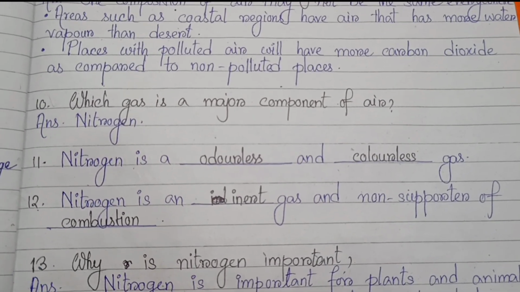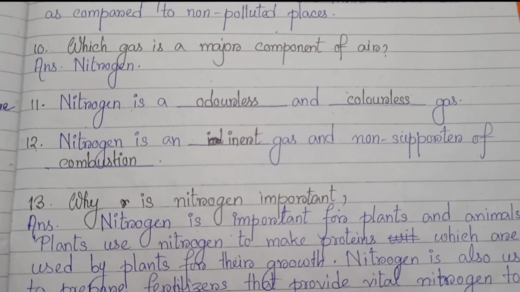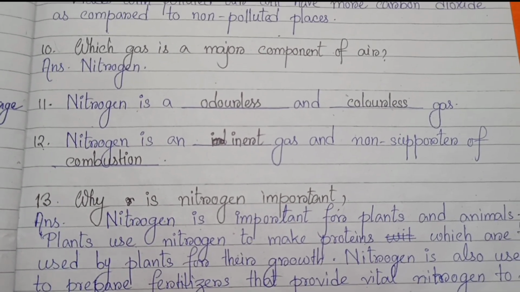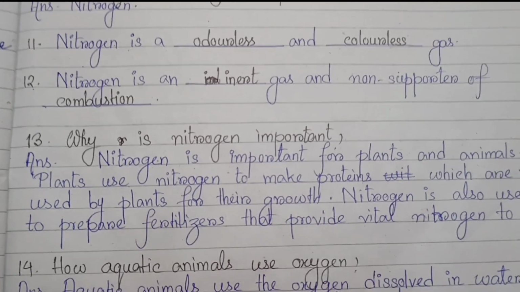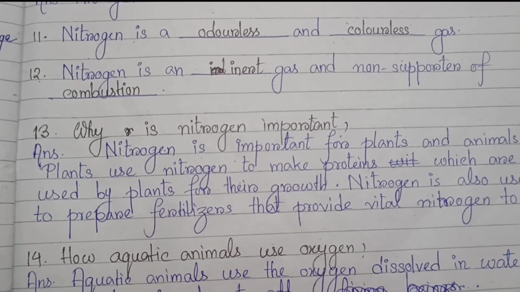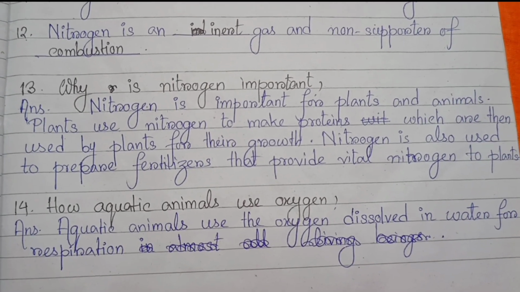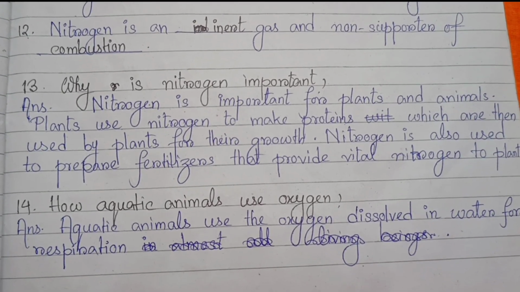Number 10. Which gas is a major component of air? Nitrogen. Number 11. Nitrogen is an odorless and colorless gas. Number 12. Nitrogen is an inert gas and a non-supporter of combustion. Number 13. Why is nitrogen important? Nitrogen is important for plants and animals.